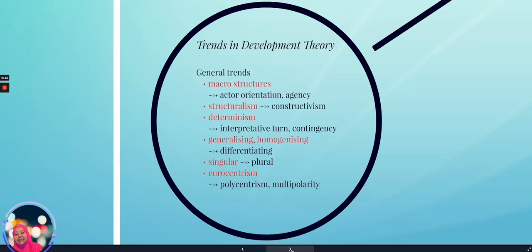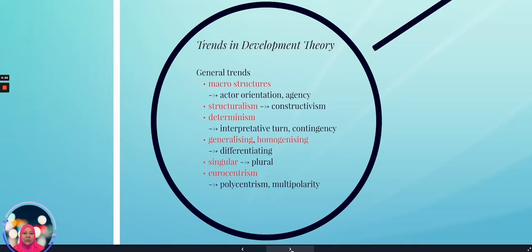Now, ladies and gentlemen, I know this is going to be quite tough, so I want you to listen very carefully to the examples. Now, let's say we are talking about the trends in development theory. So we talk about singular. Singular is a trend before the Cold War ended, or you can say singular is a trend during the 19th century.